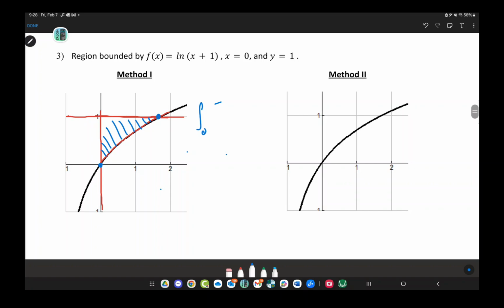Where's the natural log equal to 1, by the way? e. So we need to find where x plus 1 is equal to e, which means x is equal to what? e minus 1. So I'm going from 0 to e minus 1.